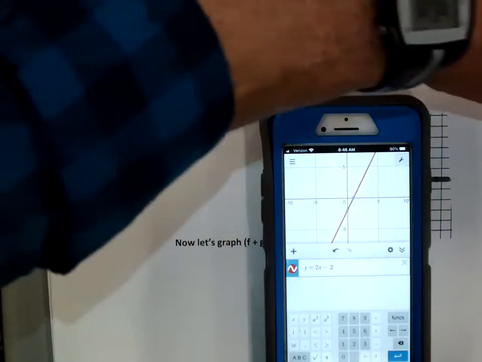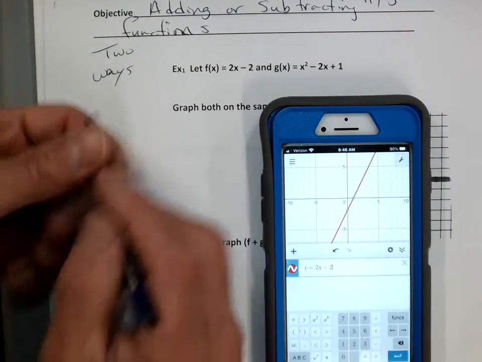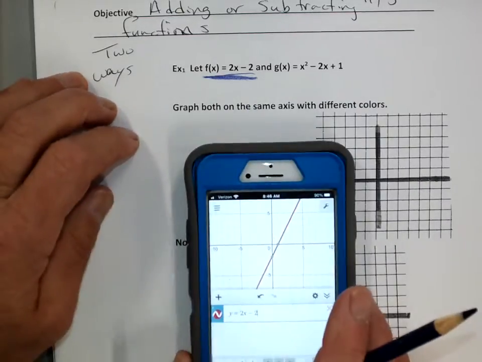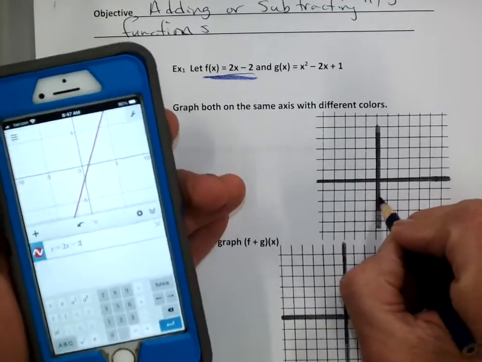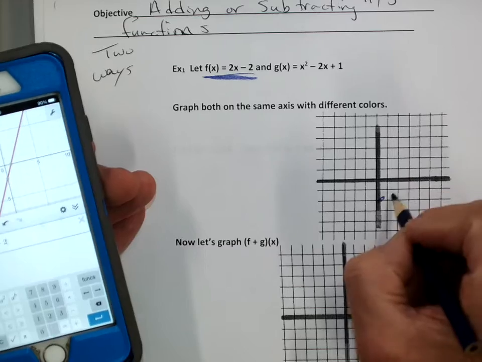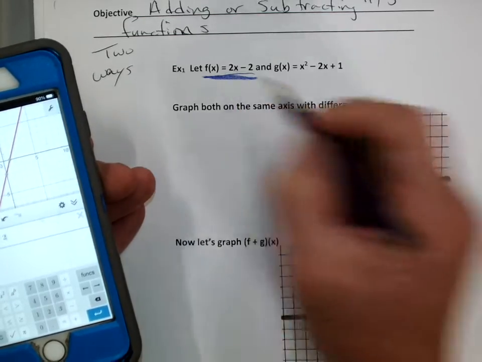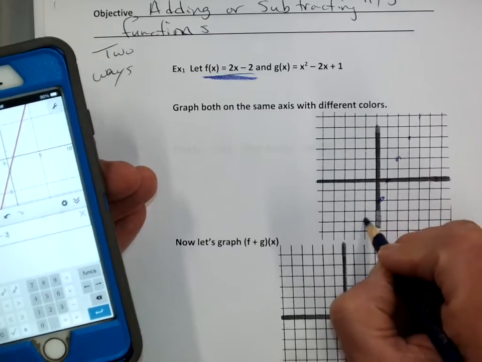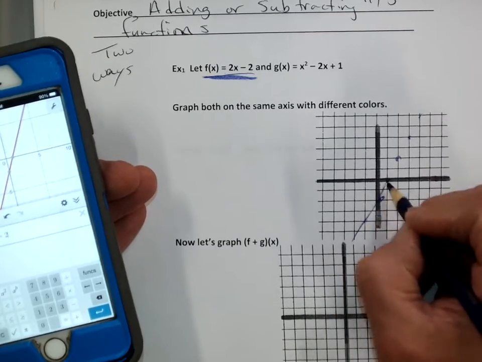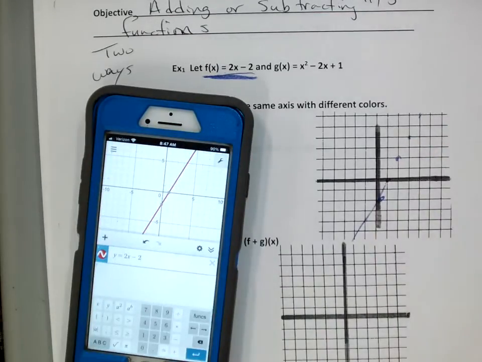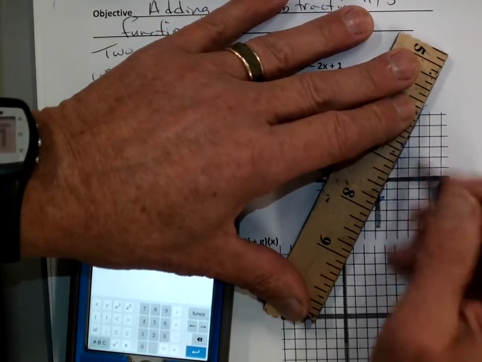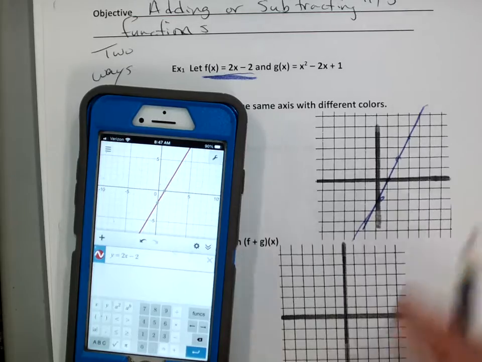So let's put that one in dark blue, whatever color that looks like to you. So, start at negative 2 on the y-axis, and go up 2 over 1, right, slope up 2 over 1, up 2 over 1, okay, there it is. We know this. We've done this before. Let me get a nice ruler so it's nice and straight. There we go. All right, there it is. That is f of x.